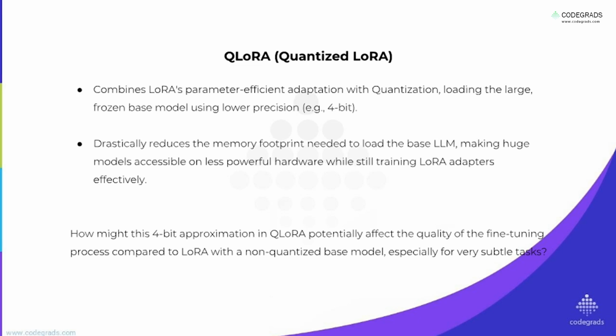Now, how might this 4-bit approximation affect quality? Using lower precision means there is a tiny bit of information loss. For most tasks, the impact is negligible compared to the massive memory savings. However, for tasks requiring extreme subtlety and precision, this approximation could slightly degrade performance compared to LoRA with a full precision base model. But often, it's a trade-off well worth making.